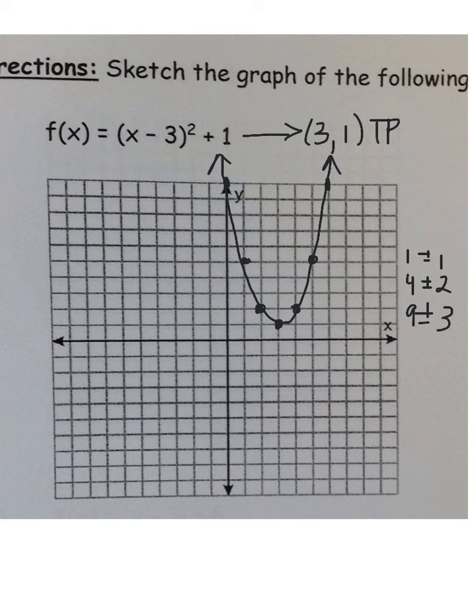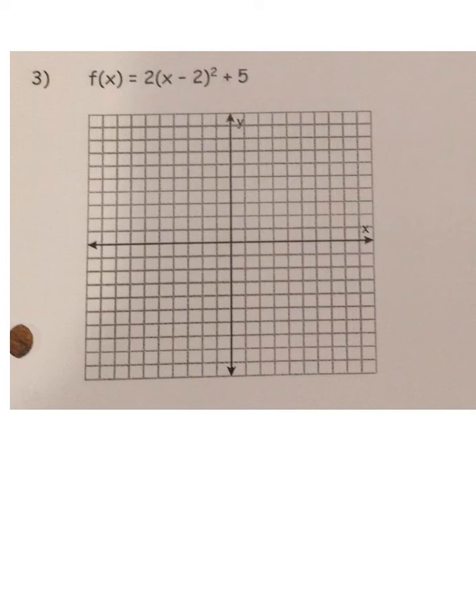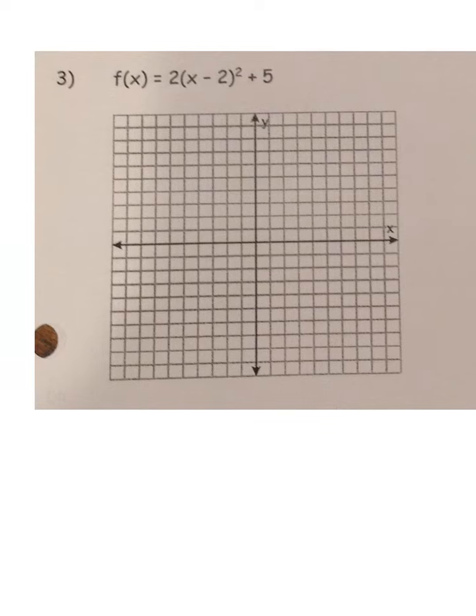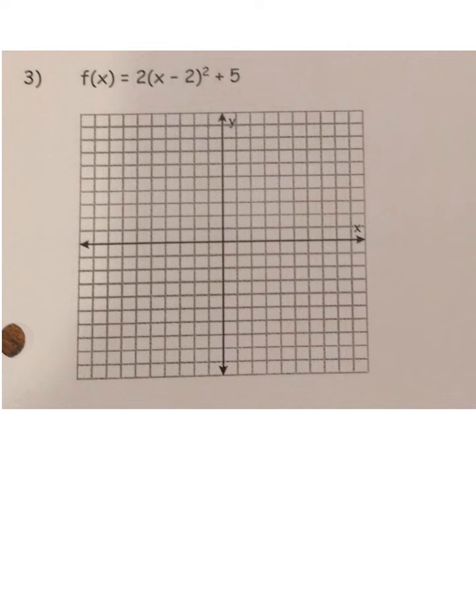So let's look at number 3. Alrighty, there's number 3. I got a little lost there. Okay, so I am going to go to the, whoops, I don't have my pen on. All right, so we're going to go to the right 2, and then we're going to go up 5. So my turning point is going to be 2, 5. So let's plot that: 1, 2, 1, 2, 3, 4, 5, right there.